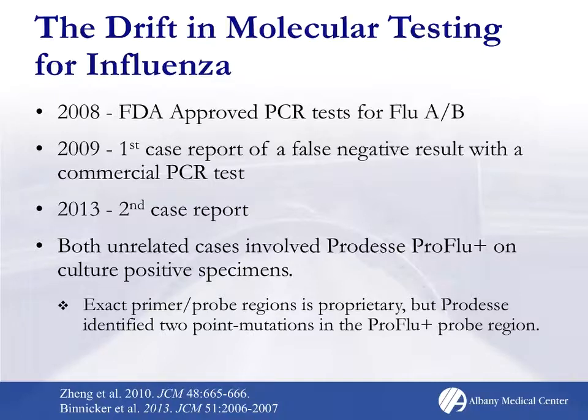Now, these were case reports, individual patients that had false negative results. They were unrelated, but by chance they both involved the Predictive PFlu assay, and they were on samples that were culture positive, so the virus titer was significant enough to be able to grow the sample. Although the exact primers and probes of the Predictive PFlu Plus assay are proprietary, Prodessa had indicated that there were 2 point mutations in the PFlu probe region.